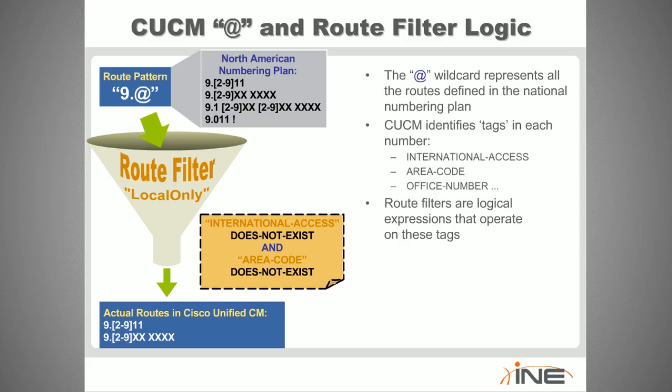Get into why in just a moment. But I could say international access does not exist and long distance access code does not. Area code could still exist, but just no long distance or national access code would exist. So the 9.1 and then 10 digits would not match, but 9 dot and then 10 digits would match.